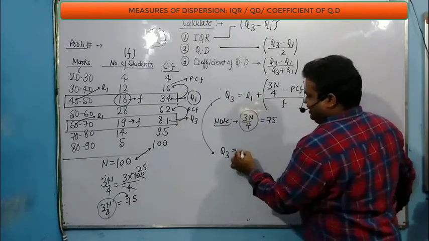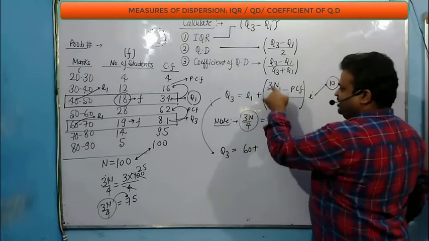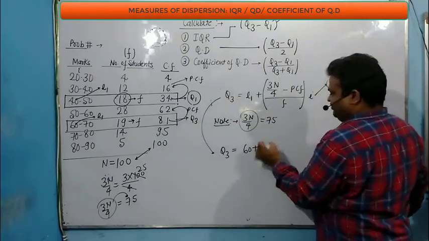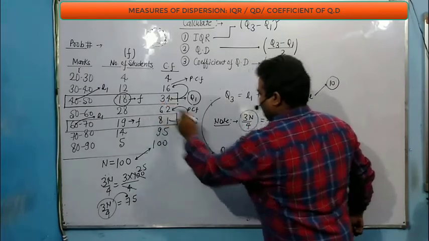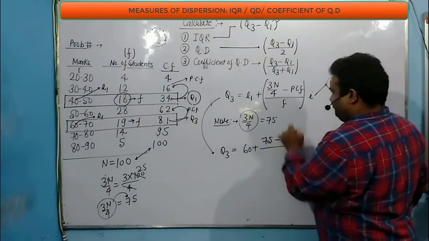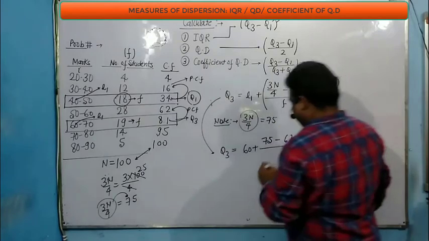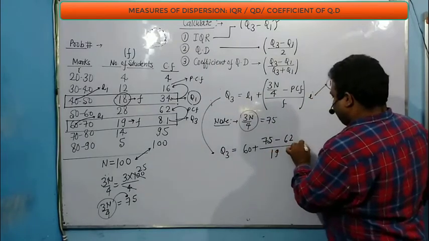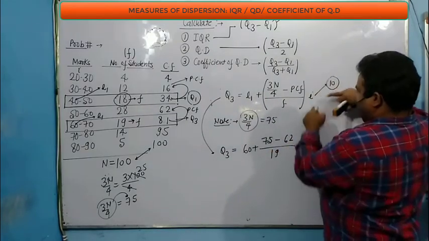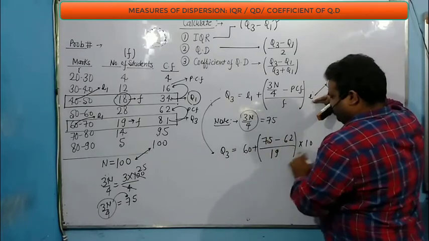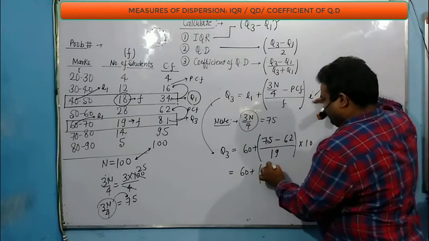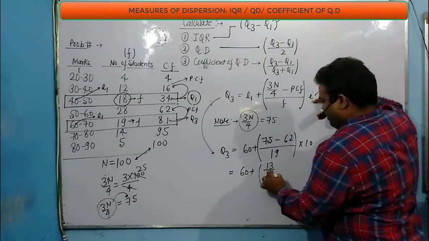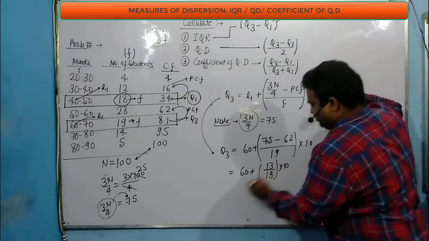What is L1 in this case? 60. Plus what is 3n by 4? Already calculated, 75. This value 75 minus what is PCF? Just before this value, which is 62. Divided by F. F is what? The frequency of the class you selected, 19, into 10. The I is what? 10. So just going to solve this value. So 60 plus this value comes 13 divided by 19 into 10.